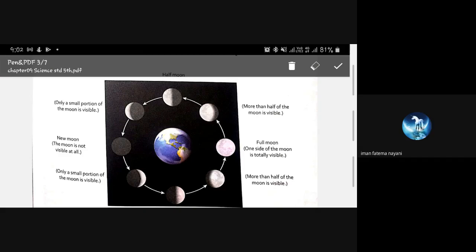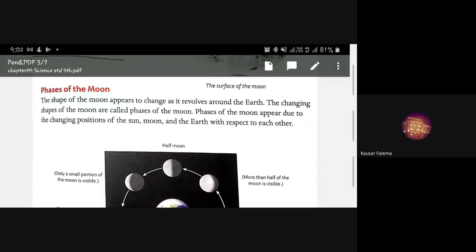Ma'am, the moon is never half, but the sunlight is not falling on half. Why? Because of the position of the moon and the sun, as I told you. The moon does not have its own light. It reflects the sun's light. Because of revolution, the position of the moon is changing. So sometimes we see a small moon, then bigger, then bigger, because of the position.